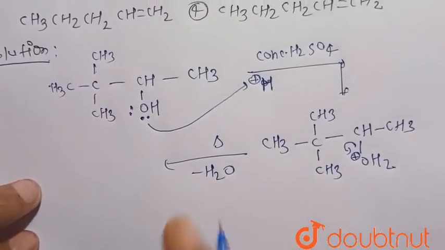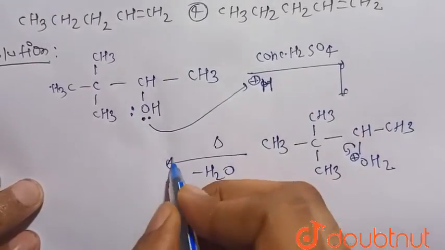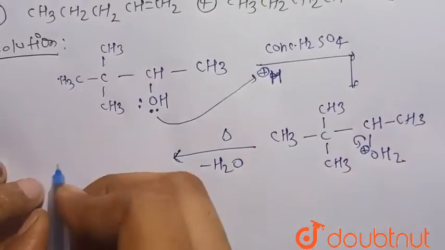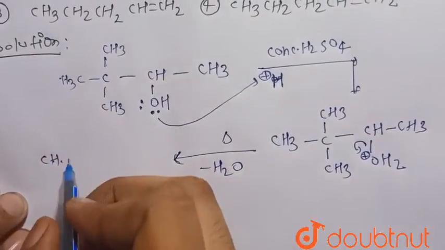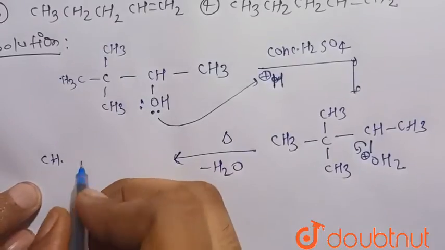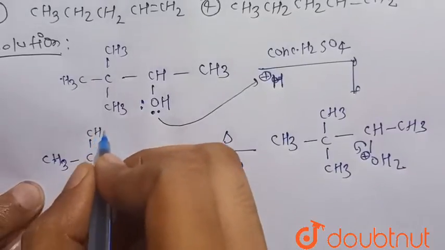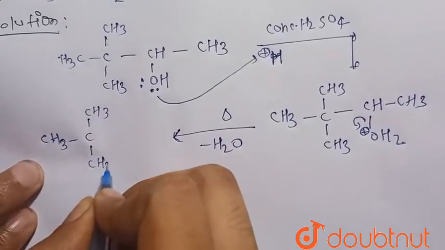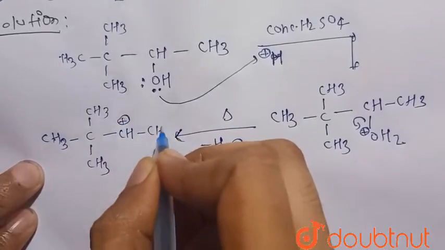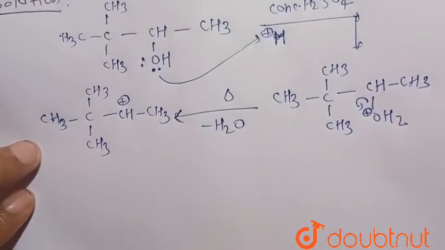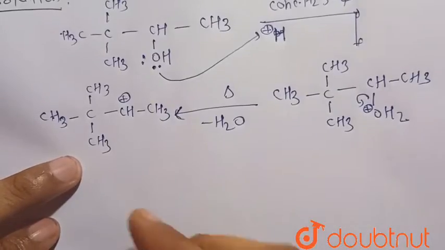So this follows E1, that is an elimination reaction. So there is a formation of carbocation, (CH3)3C-CH positive CH3, because in the E1 reaction there is a formation of the carbocation.